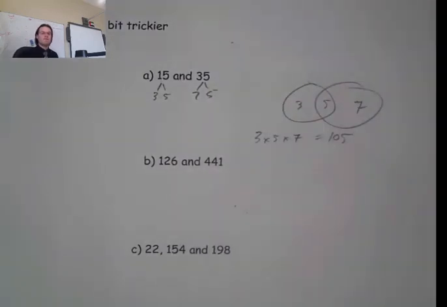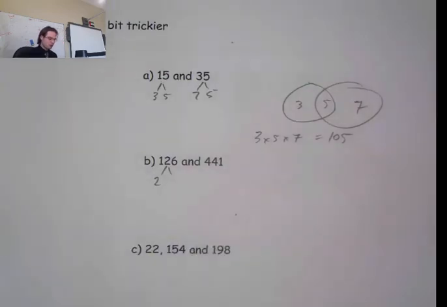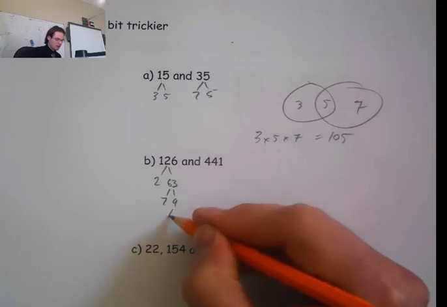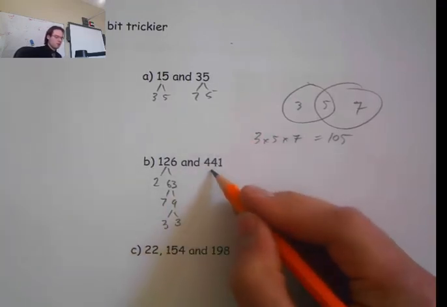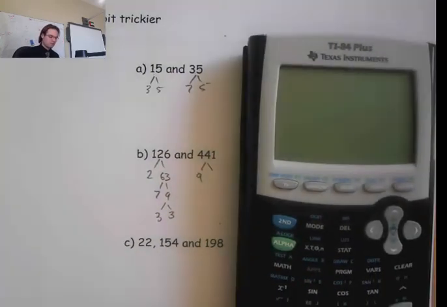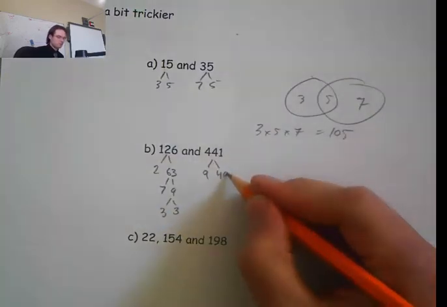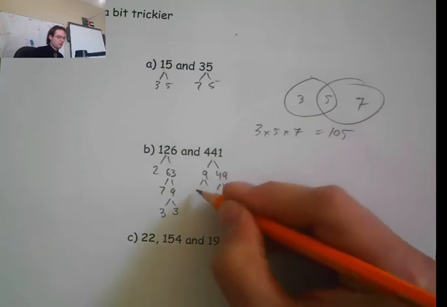Let's try the next one. 126 and 441. 126 can be divided by 2, which is going to give me 63, which is 7, 9, 3, and 3. I look at this here. This is 8, 9. I know this can be divided by 9. So it's 441 divided by 9. Will give me 49. Okay? 49 is 7 by 7. This is 3 by 3.